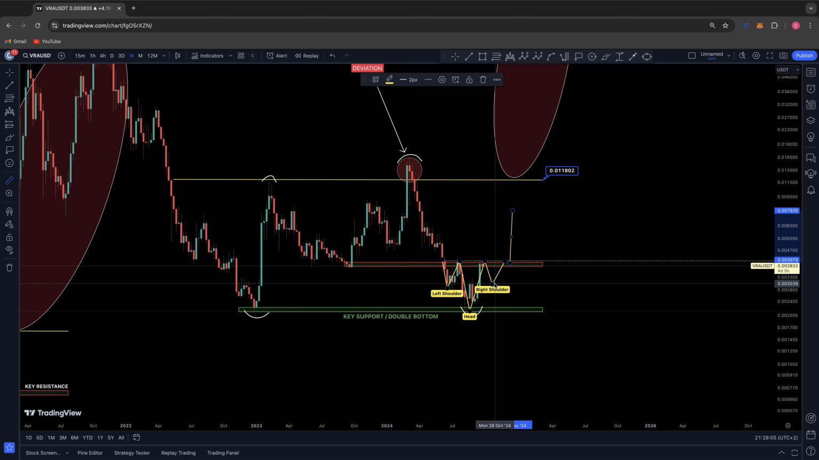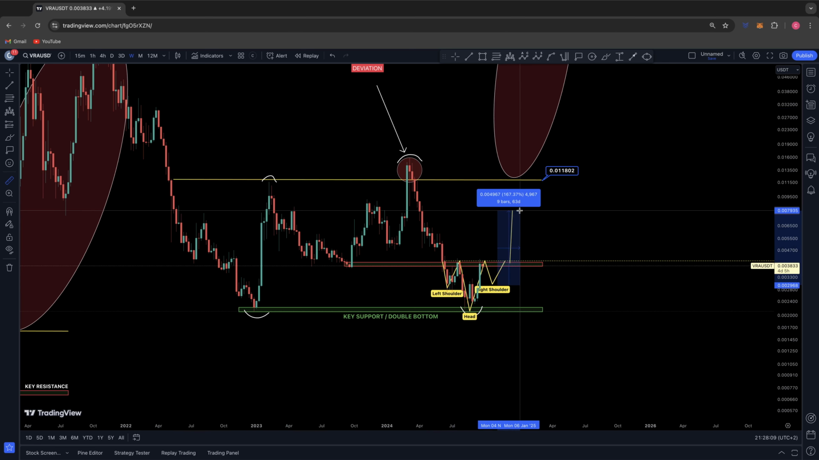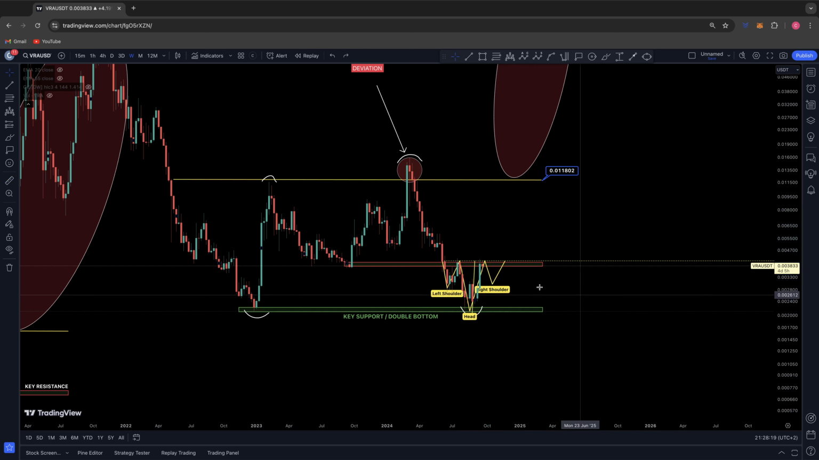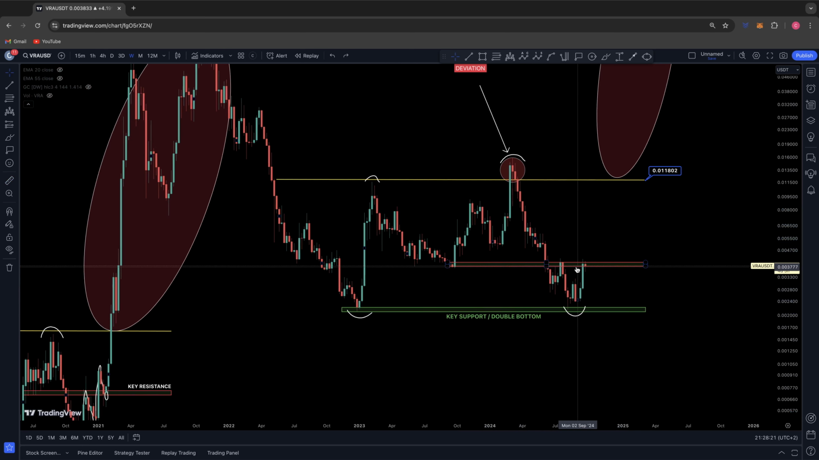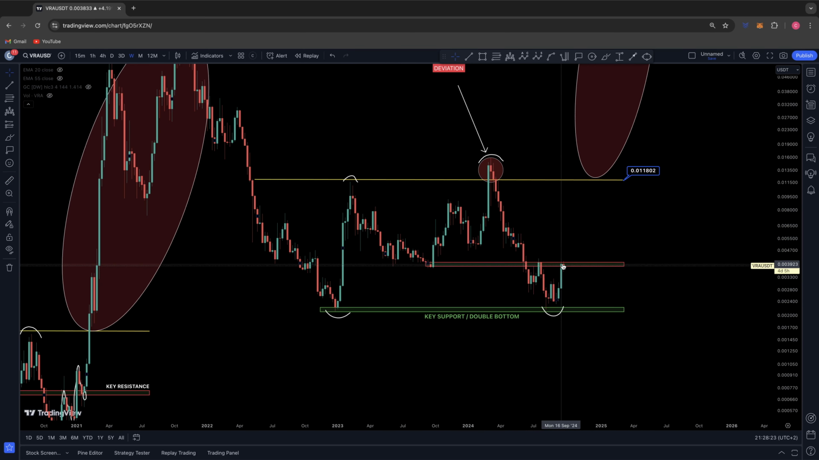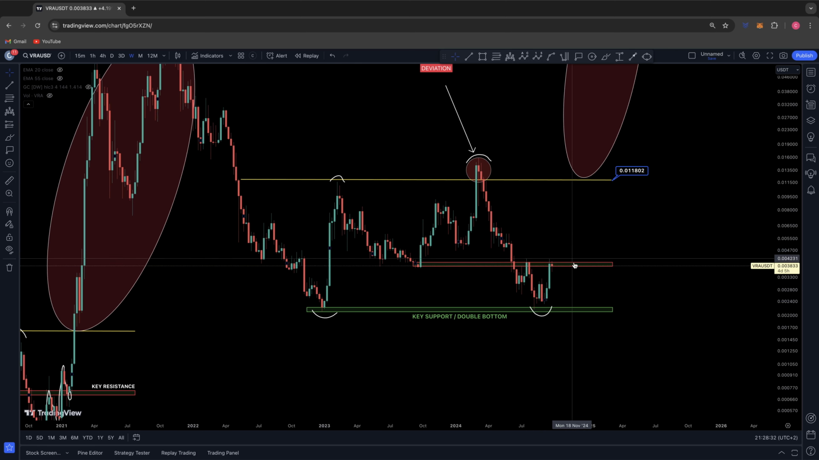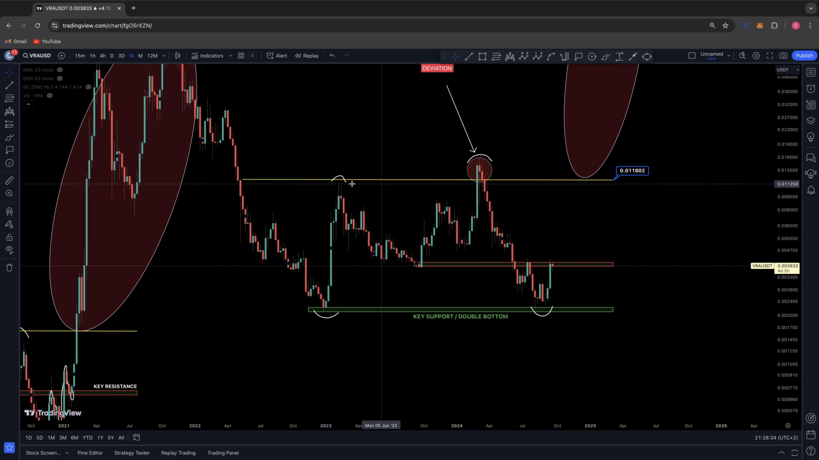If we do come back to meet the same support level as this left shoulder, we could then look for a bounce and a breakout of the head and shoulders, which would be roughly a 170% move from that low if it does come. So it's all about getting back above this key level of resistance right now for VRA, which sits at 0.0039. So in the 0.004 range, we need to see closes above that in order to validate continuation back up to these previous highs of 0.011.